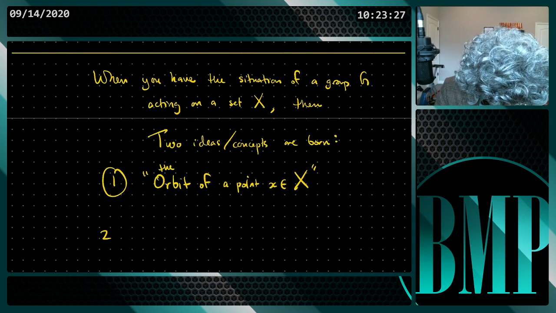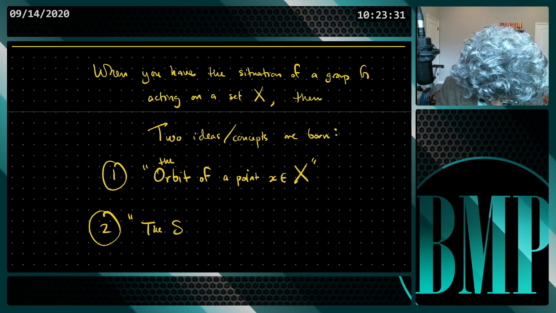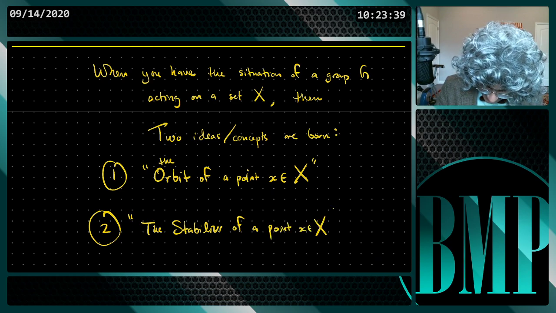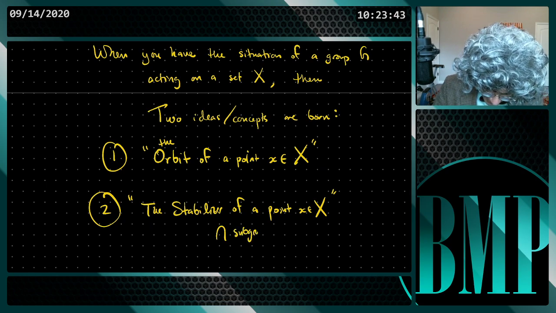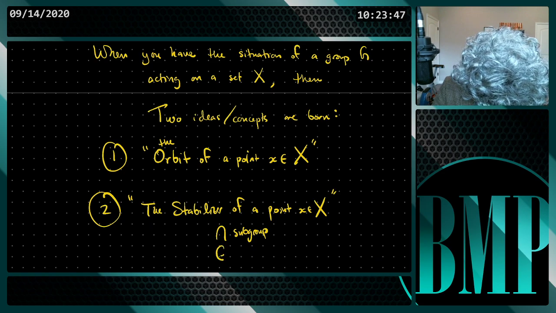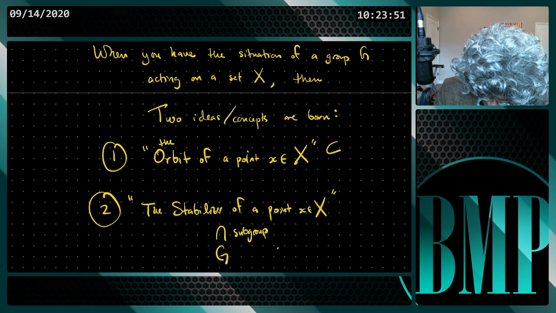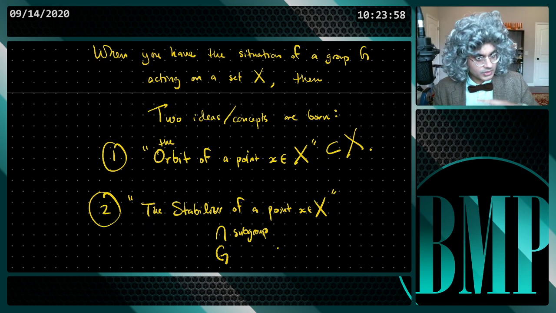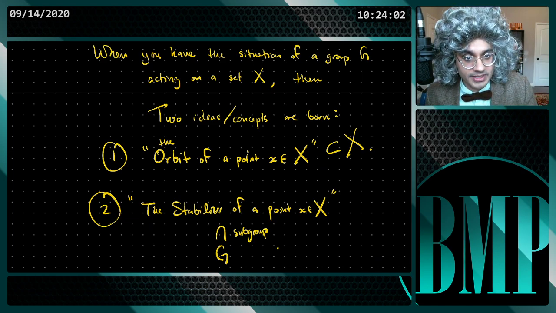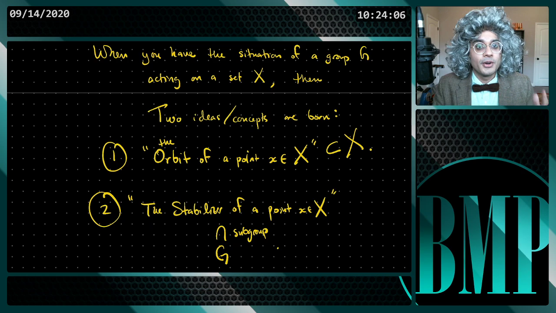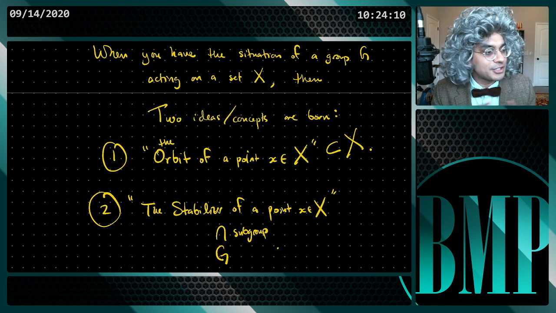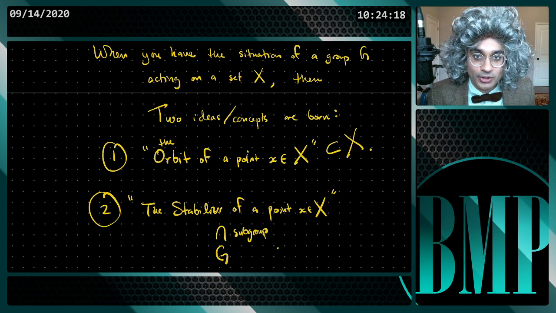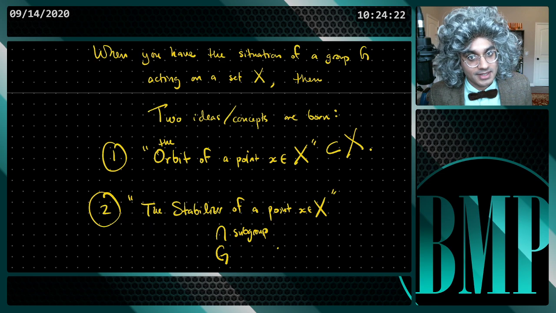All right. And two, the stabilizer of a given point in the set. This will be a particular kind of subgroup. It's a subgroup of the group G. The orbit will be a subset of the set X. These two ideas are born when you have the situation of a group acting on a set. That's all I intend to say. That's the relationship. You can't talk about an orbit or a stabilizer without having a group action present.